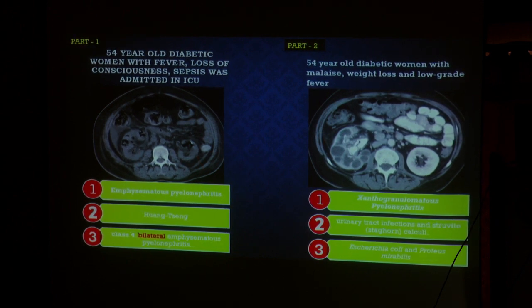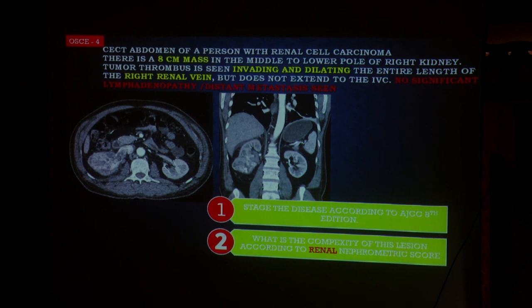E. coli as well as Proteus mirabilis. These are the most common organisms that can be isolated from xanthogranulomatous pyelonephritis. So this is about the most common renal infections that are asked in exams. Now coming to renal neoplasms, one question regarding that.